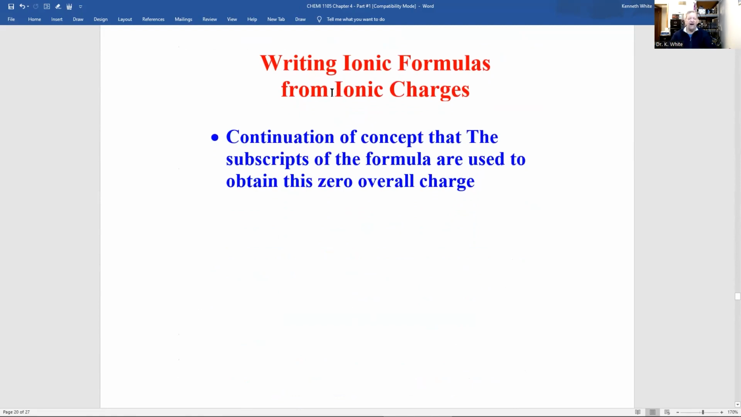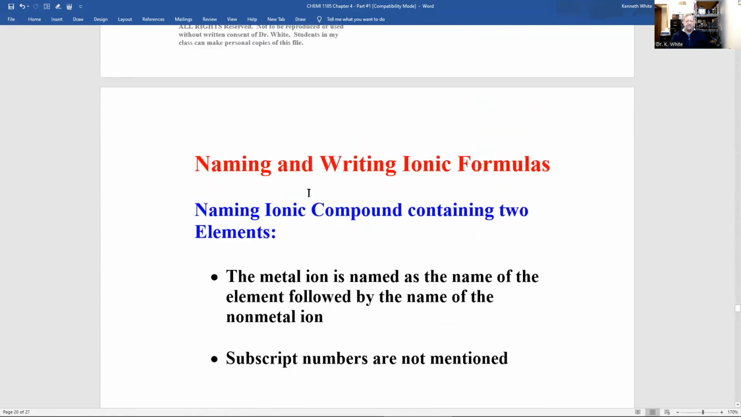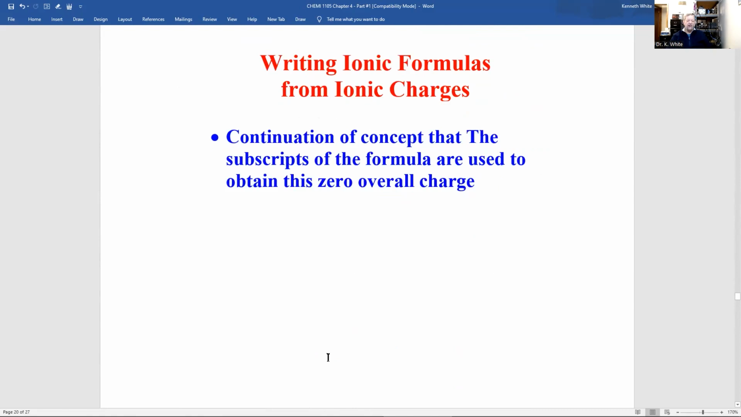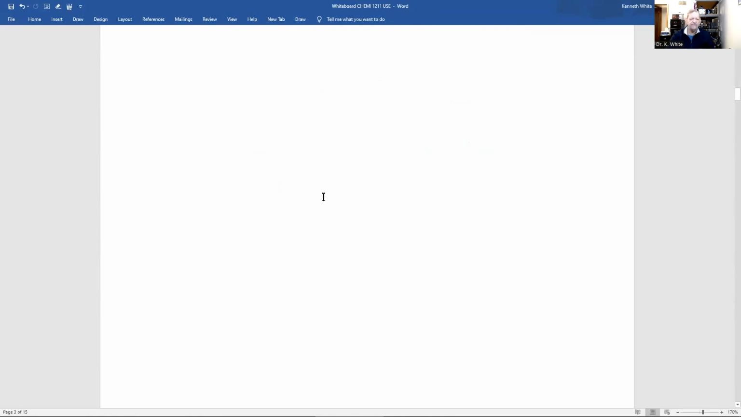So how do you write ionic formulas based on the ionic charges? It's a continuation of the concept that the subscripts of the formulas are used to obtain 0 overall net charge. So what does this all mean? I went through it a little quickly, but I did that for a reason, and you'll see that reason now.